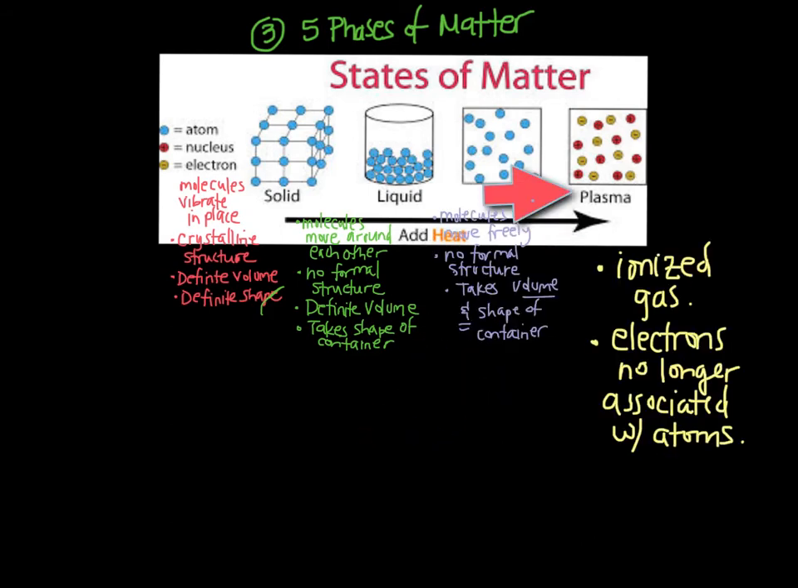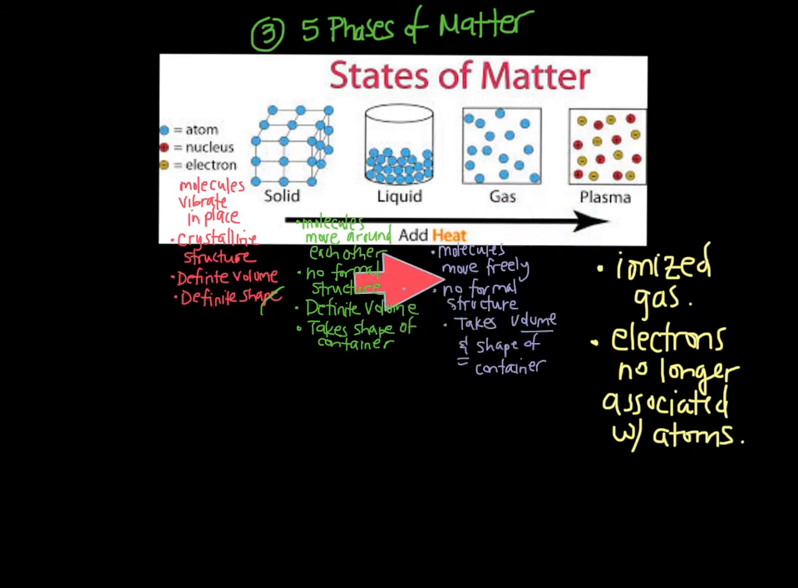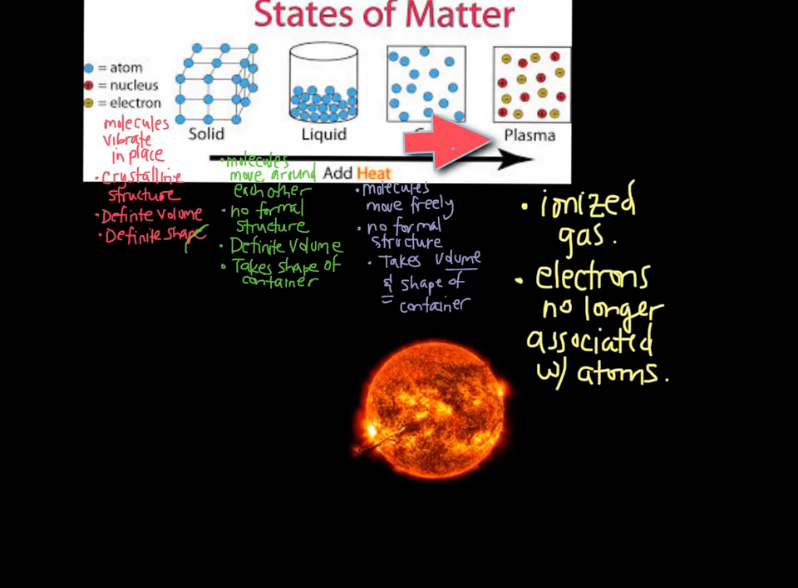Now, I'm not going to talk tons about plasmas, but plasmas are interesting because they're like a gas where they move really freely, but they're ionized. And what that means is that the electrons in the atoms have so much energy that they've actually left the building. They are no longer associated with the atom they came from. The biggest source or the most common place you'll find plasma is the sun.